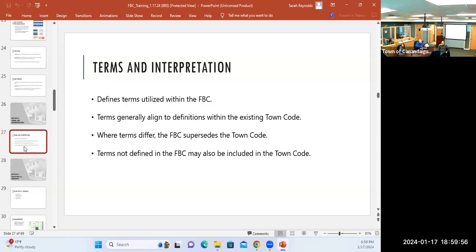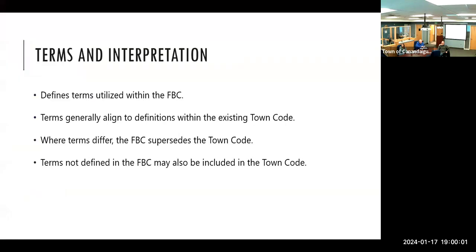Any issues with definitions or any questions on definitions? Generally, we use the same definitions from the existing town code, I would say, across the board. There were a couple new definitions introduced that didn't show up in the existing zoning code, but hopefully there's no major issues there.